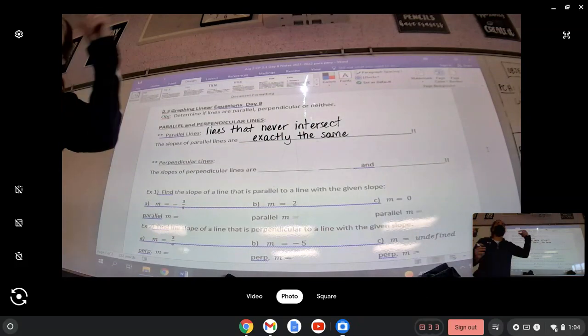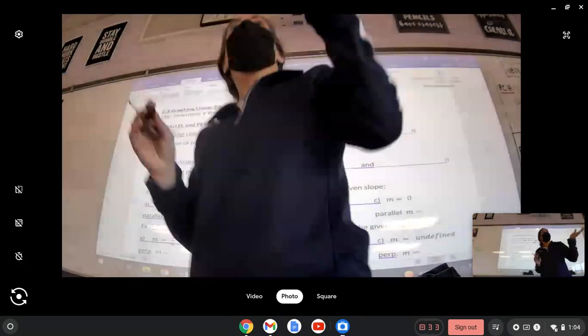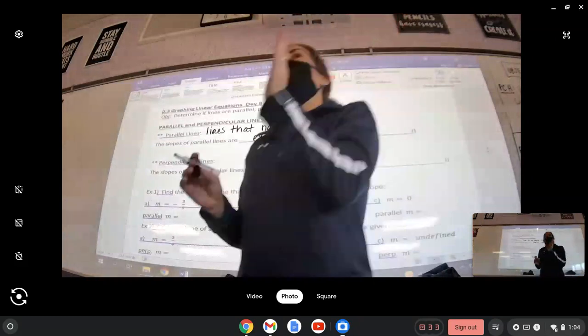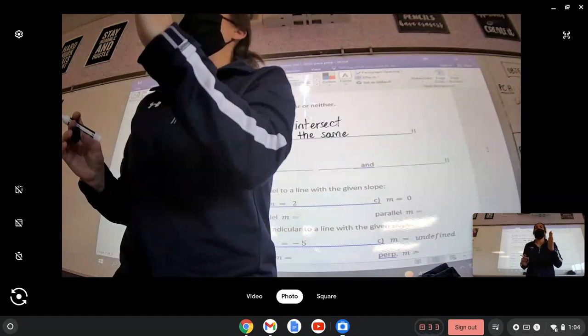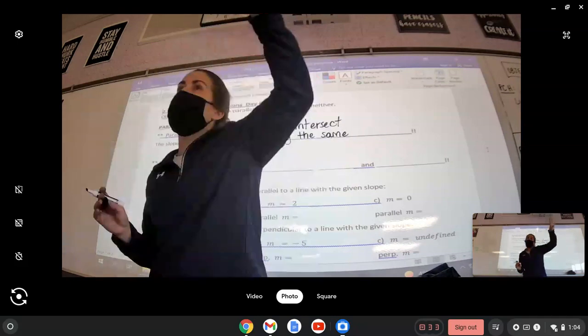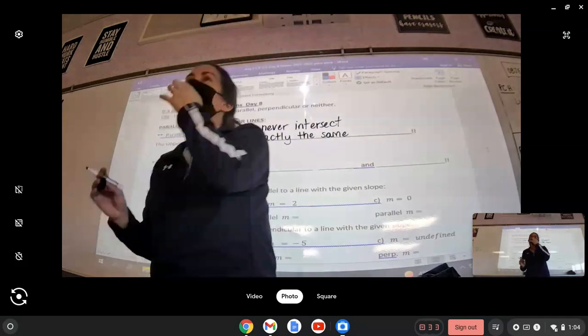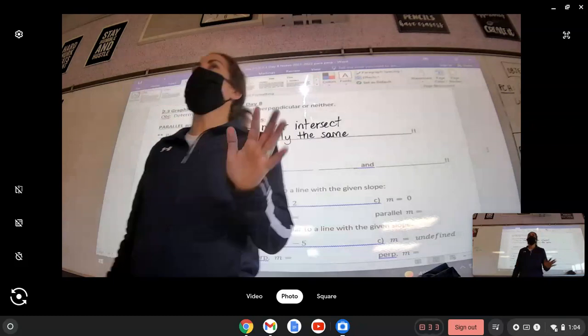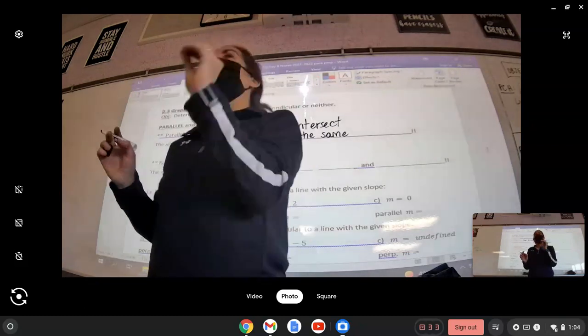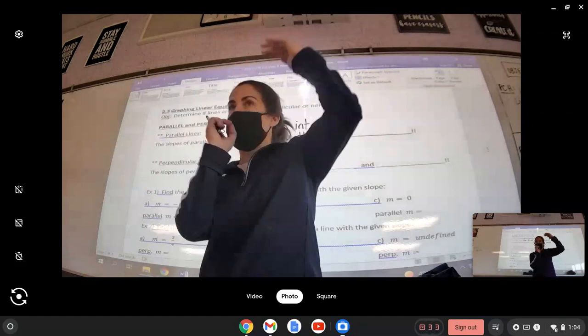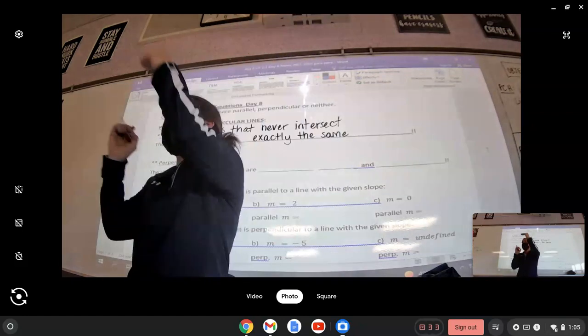Just be careful. On Delta Math, they're going to ask you questions tonight like, are the lines parallel, perpendicular, or neither? And they're going to set you up to trap you. They're going to give you the equation of a line and the equation of another line, and they're going to have the same slope. And you're going to be like, oh my God, this is so easy, it's parallel. But be careful. Parallel lines have to have the same slope, but different y-intercepts.